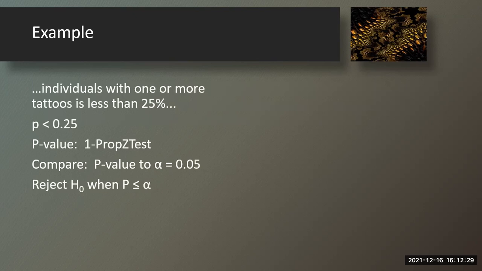So less than 25%, that means P, the population proportion, is less than 0.25 in decimal form. For the p-value, I will use the one prop z-test, and I will compare the p-value to the alpha of 0.05. I will reject the null hypothesis when p is less than or equal to the alpha.